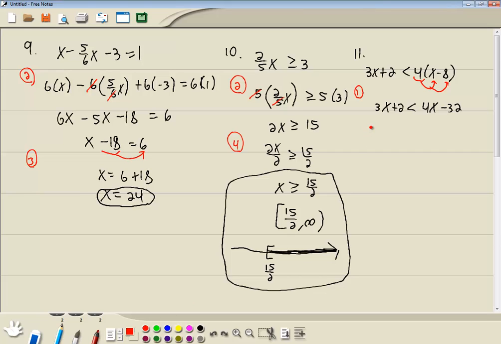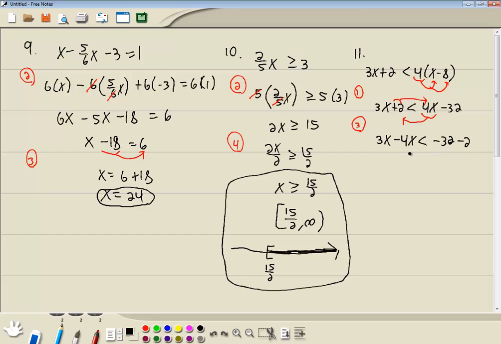Step 2. Get rid of fractions. Don't have any. Step 3. Get everything with an x on the left side, numbers on the right. So I'm going to take this 4x and move it to the left side. I'll take this 2 and move it to the right side. So we got 3x minus 4x is less than negative 32 minus 2.